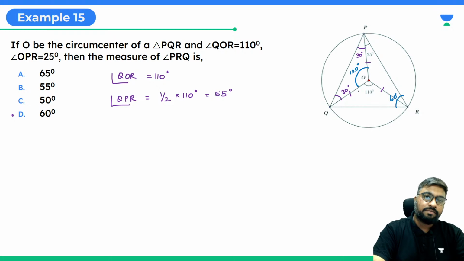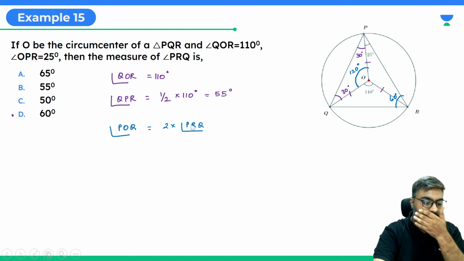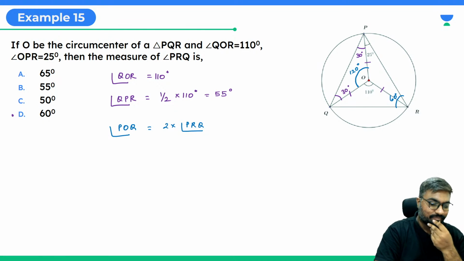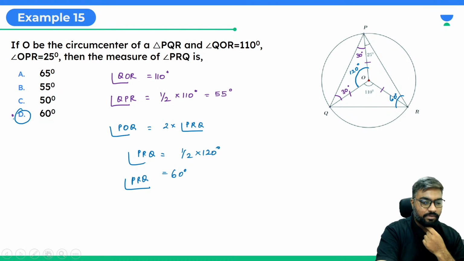Yes, because angle POQ will basically be what? 2 times angle PRQ. It is formed from the same arc. Yes, correct Pooja. From the isosceles triangle we got 30, 30, we got the central angle. Angle PRQ is going to be equal to what? Half of 120, which is 60 degrees. Done? Any doubts here, guys? Anybody? All good now?